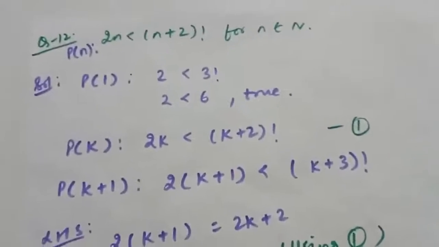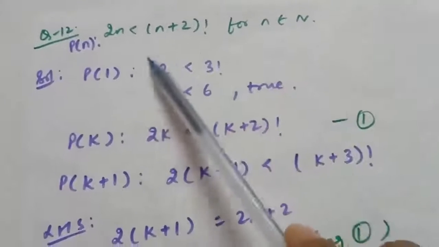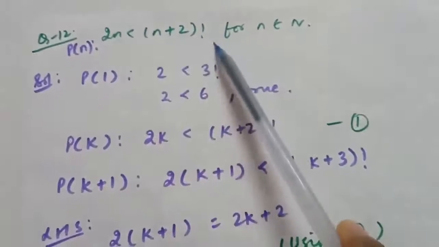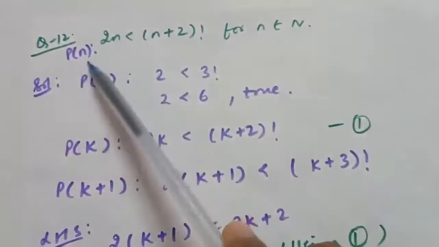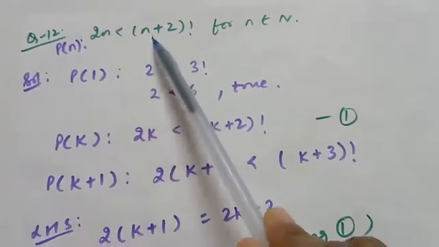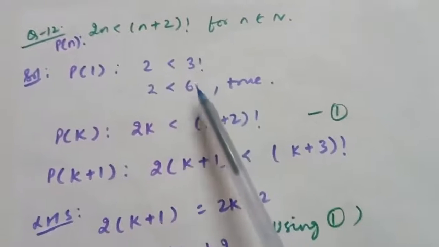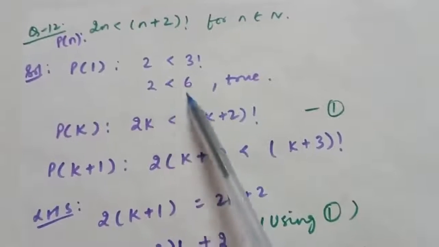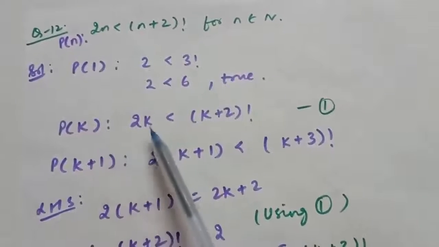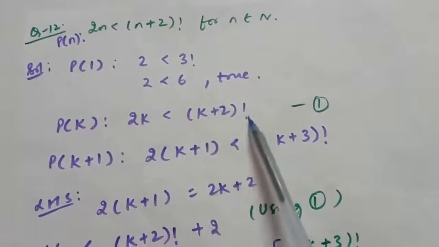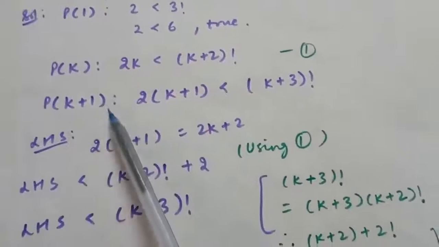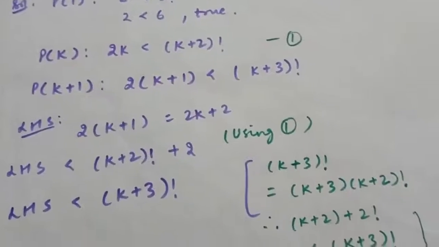Now this is question number 12, that for all n belonging to natural numbers, we have to show that 2n is less than n plus 2 whole factorial. So let the statement be Pn. Now P1, for n equal to 1, we will show this will be 2 less than 2 plus 1 factorial, that is 3 factorial, which is 6. 2 is less than 6, this is true. Now we will assume for Pk, so 2k is less than k plus 2 factorial, and let this be 1. Now we will show that Pk plus 1 is also true.